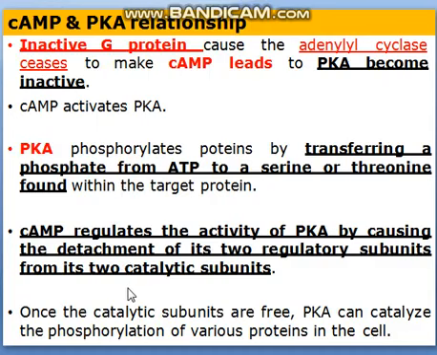And also the cyclic AMP is going to regulate the activity of PKA through detachment of its two regulatory subunits from its catalytic subunits. It is a combination of two subunits. One is the regulatory subunits and the other one is catalytic subunits. So the catalytic subunits are the main things. They go inside the nucleus, and they activate certain reactions within the cells through gene expression. So PKA can catalyze the phosphorylation of various proteins in the cell.